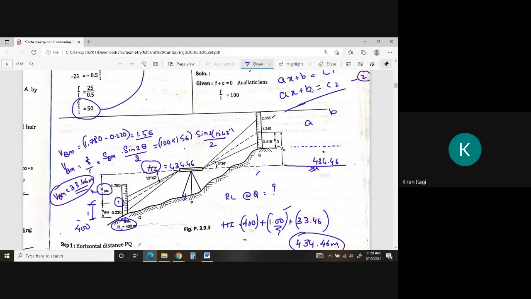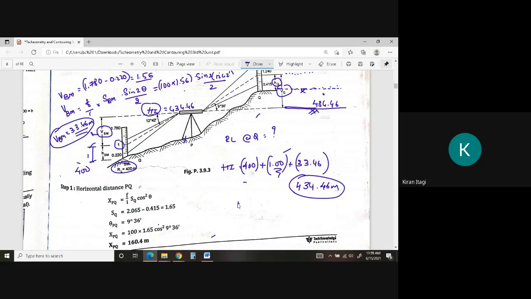See, I have the level at this point, but I want the level at this point. So what I will do, I will add VQ for this one, so I will get up to this point. After that, I will subtract this one, so I will get the level at this point. Before that, I have to determine the VQ.